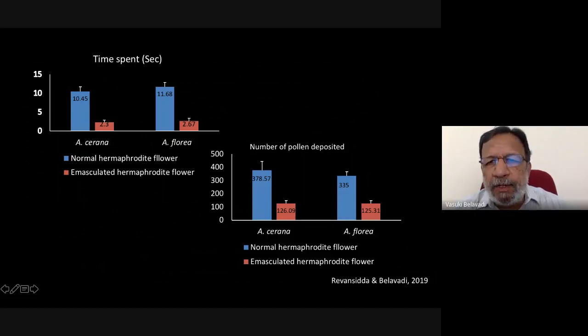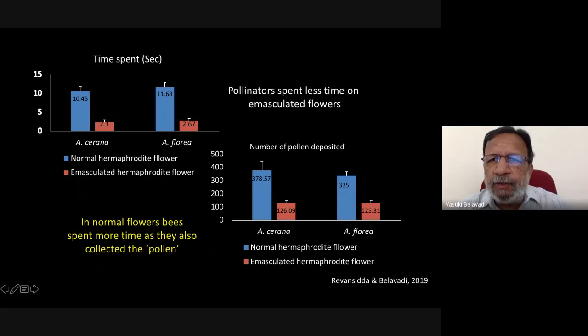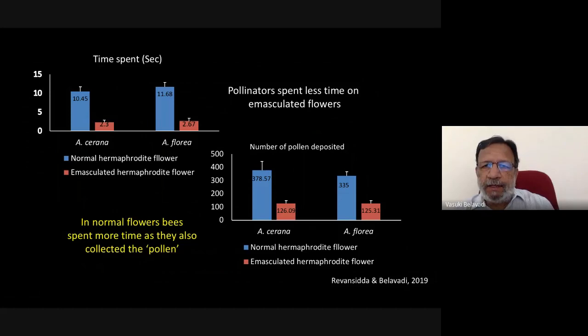And the number of pollen deposited is also significantly higher in the case of a normal hermaphrodite flower compared to an emasculated hermaphrodite flower, because pollinators spend the least time in the emasculated flower. They spend more time in the normal flower, where they also collect the pollen that is there. And that is one of the reasons why they were spending more time in that.